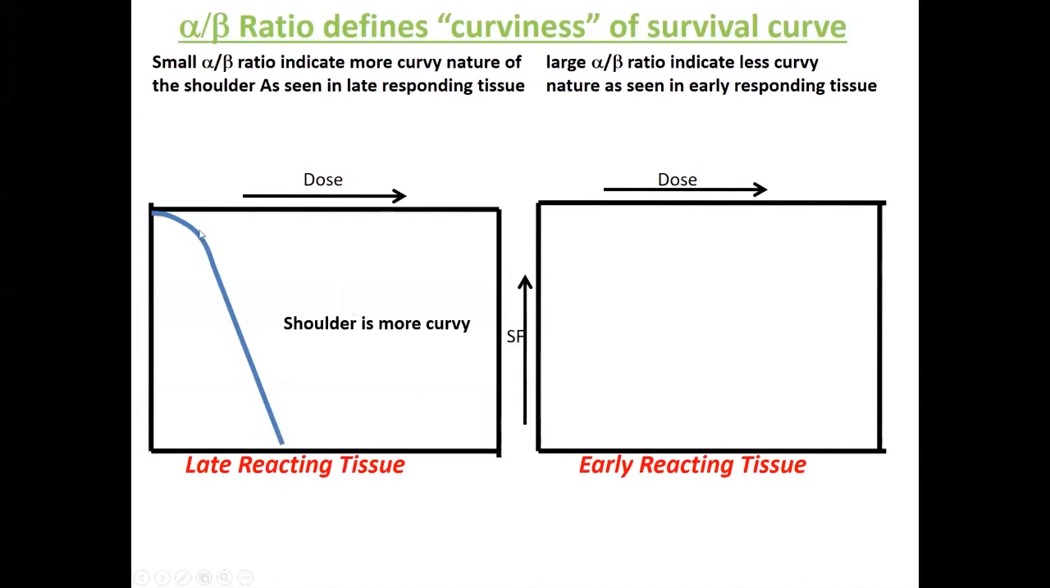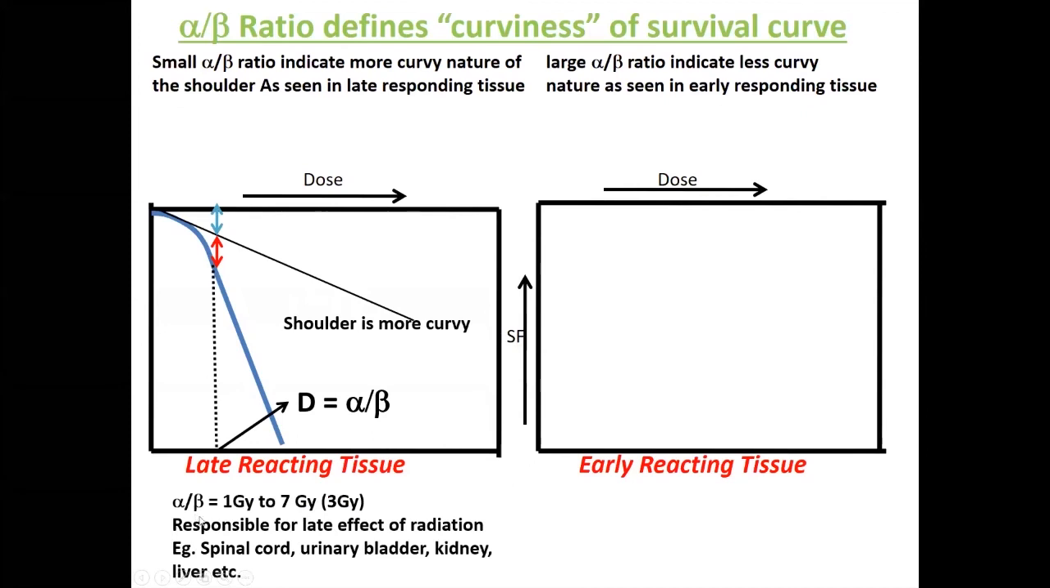Again, you draw a tangent to the initial or curvy portion of the shoulder and try to find the dose at which the two processes of cell kill become equal. You will appreciate that it is achieved at a low dose. That is the reason the alpha beta ratio for late reacting tissue is lower. It ranges from 1 gray to 7 gray, and we take an average of 3 gray.